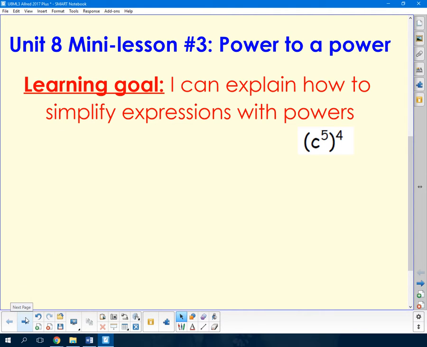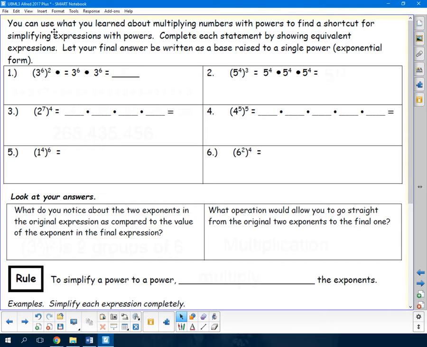We have one rule to talk about today that'll really help us out here in Unit 8. We're going to get started with the notes. If you read the top there, it says you can use what you learned about multiplying numbers with powers to find a shortcut for simplifying expressions with powers. Complete each statement by showing equivalent expressions. Let your final answer be written as a base raised to a single power in exponential form.